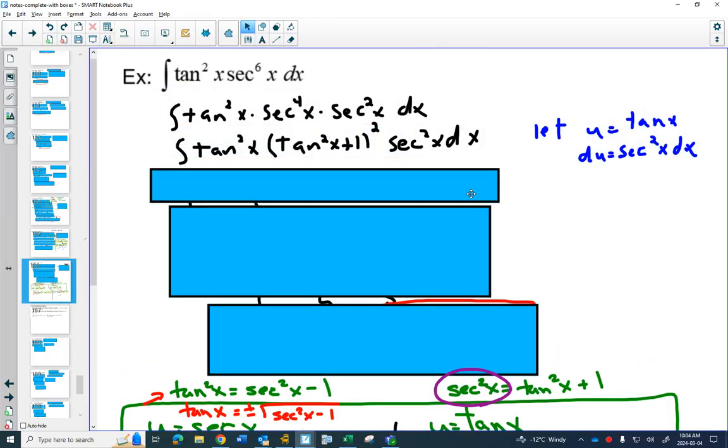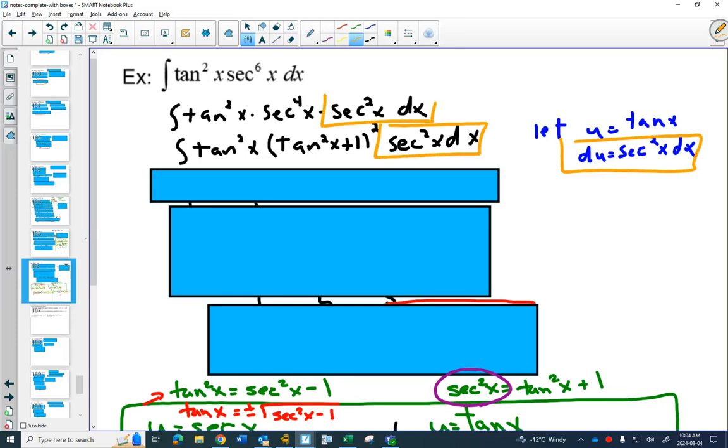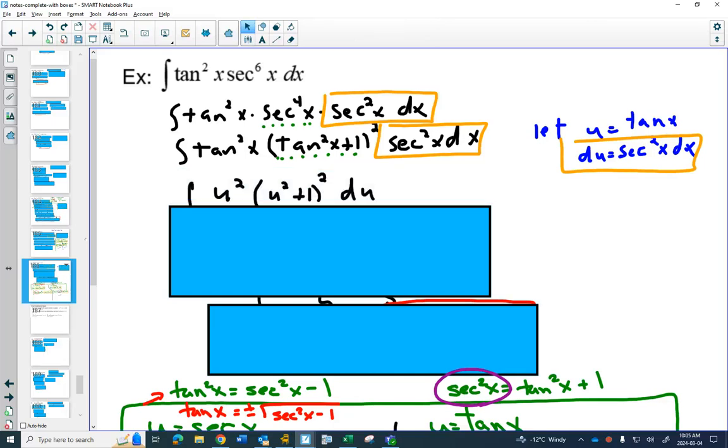Now it's just a matter of rearranging. We want to separate this out and put that in the orange box. Then since u is tan x, notice here that I changed the secant to the 4th to tan squared x plus 1 all squared, that's secant squared, all squared. Now I can substitute.